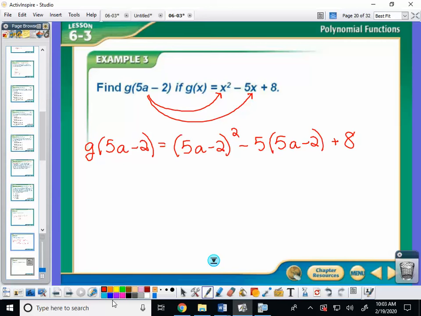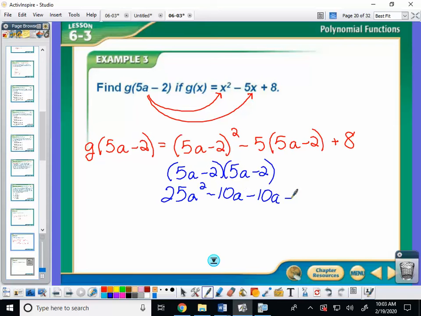So what I'm going to do is just ignore the rest of the problem for just a minute, and I'm just going to focus here on FOILing. 5a minus 2 times 5a minus 2. Let's FOIL that out. We have 25a squared minus 10a minus 10a plus 4. Now I've got some like terms there in the middle. I'm going to go ahead and combine negative 10a and negative 10a. So 25a squared minus 20a plus 4.